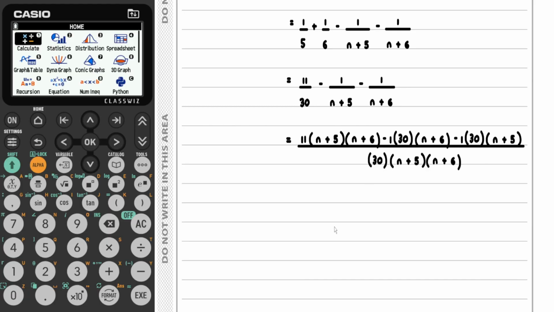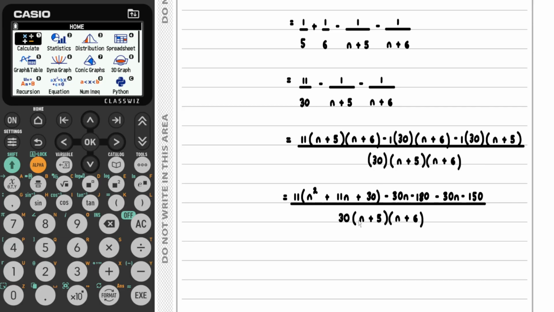So let's continue working this out. Well, I've got this 11 multiplied by (n+5)(n+6), so that's 11n squared plus 121n plus 330, and then I've got negative 30 times n, and then negative 30 times 6, and then negative 30 times n, then negative 30 times 5, and I divide this by 30(n+5)(n+6).